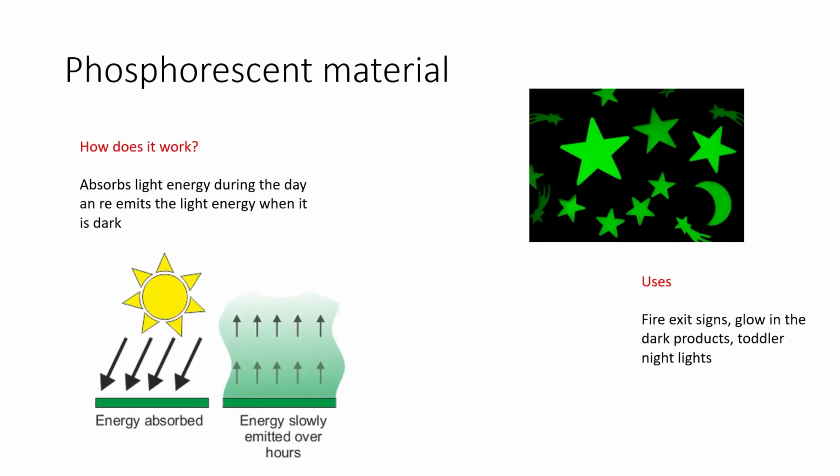Next, phosphorescent material. This most commonly is glow in the dark. If you ever had those stars and moon stickers stuck on your wall at home when you were little, that's it. During the day it absorbs light, and at night it emits the light again. It's used a lot in things like emergency signs, such as fire exits. It's not glow sticks, by the way, so please don't get glow sticks mixed up with phosphorescence.